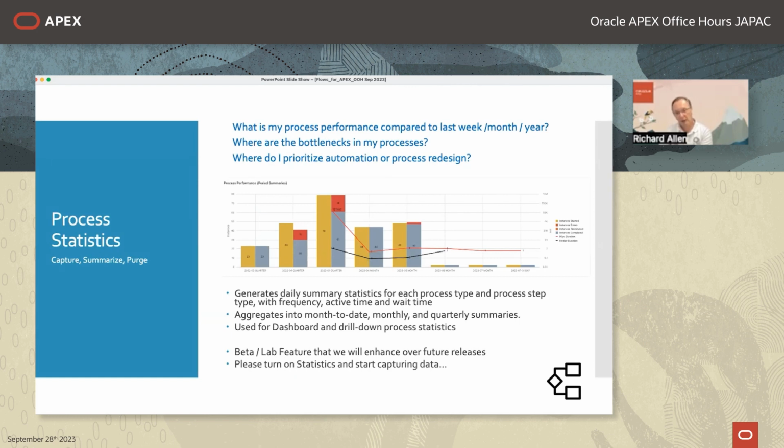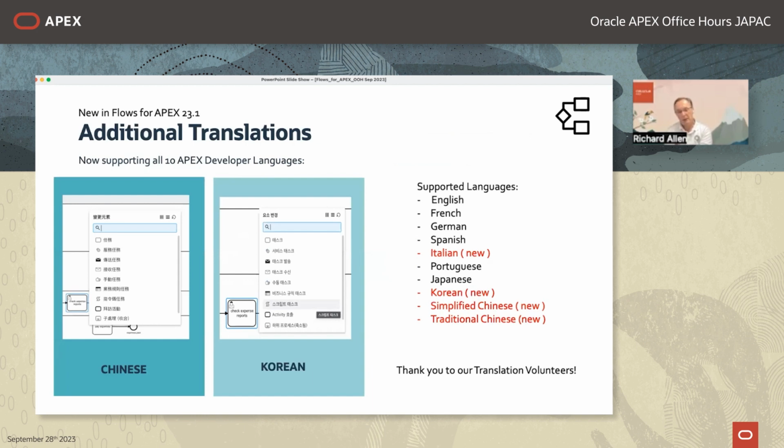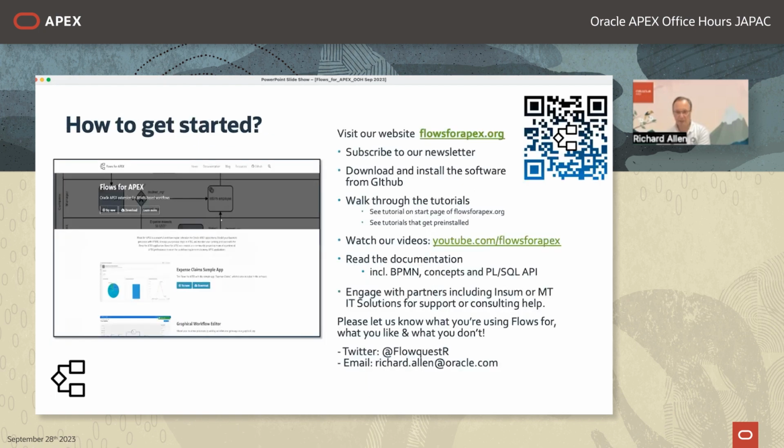Now, having spent 20 years out in Asia, I know that Asian languages are important, and so we have translated Flows for Apex into all 10 of the Apex development languages, and we now support Japanese, Korean, simplified and traditional Chinese, as well as English, French, German, Spanish, Brazilian Portuguese, and Italian. And we know that we have one big customer in Japan who's using this, and has been for about 2 years.